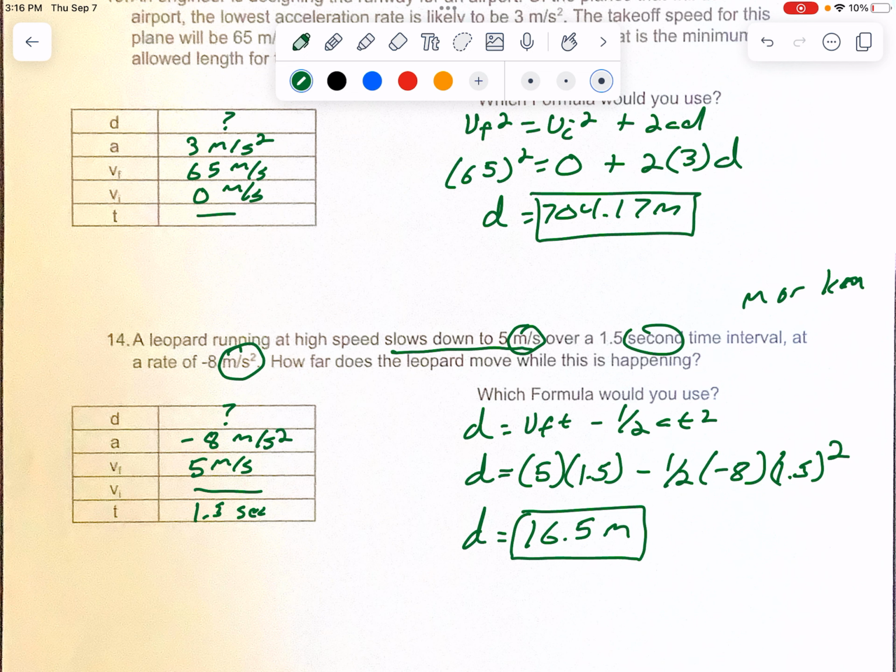And again, you're always using the equation for the one they don't care about. Not the one you're looking for, it's the one they don't care about.